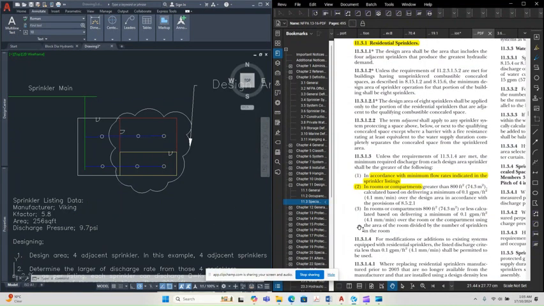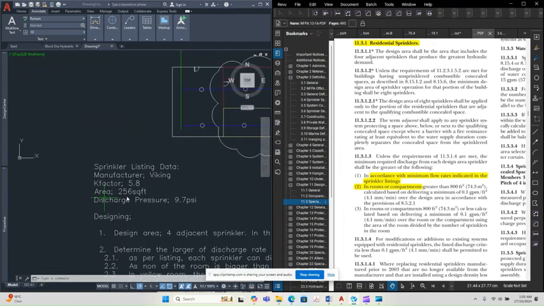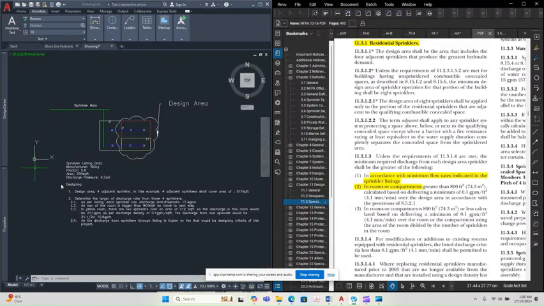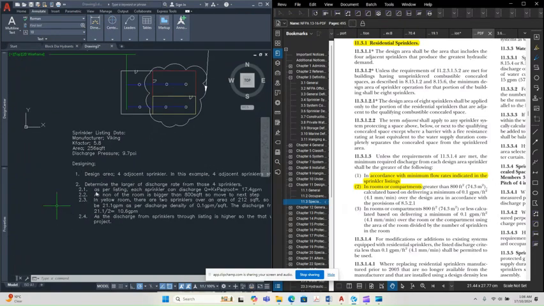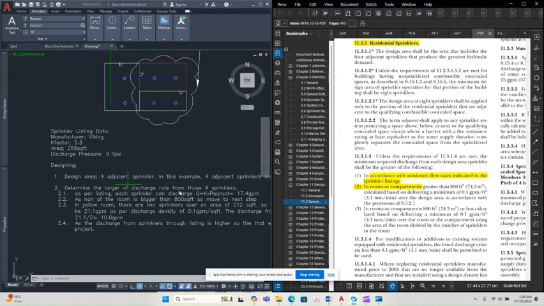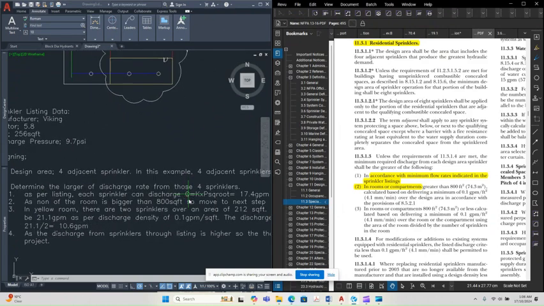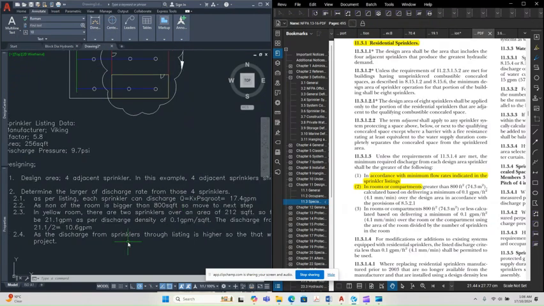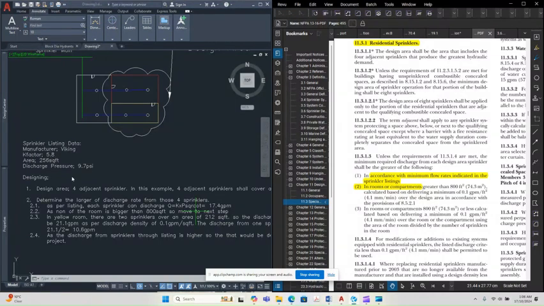Option one is in accordance with the minimum flow rate indicated in the sprinkler listing. In the sprinkler listing, they will provide you the information of K factor and design discharge pressure. As I did, step number one is the design area for the sprinklers. Step number two is to determine the larger discharge rate for these four sprinklers. As per listing, each sprinkler can discharge Q equals K times the square root of pressure, which is 5.6 multiplied by the square root of 9.7.